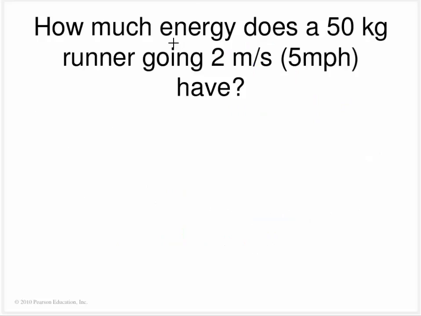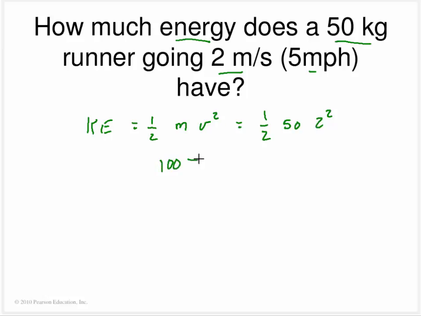Now let's do a quick calculation of how much energy a 50 kilogram runner going 2 meters per second, or 5 miles per hour, is going to have. Recall that kinetic energy is simply 1/2 times the mass times the speed squared. So that's 1/2 times the mass, which is 50, times 2 squared. So it's going to be 100 joules of kinetic energy.